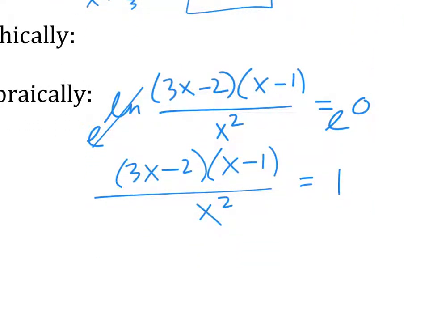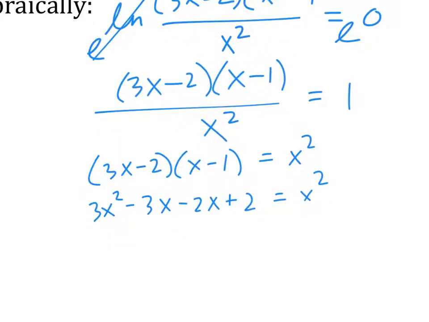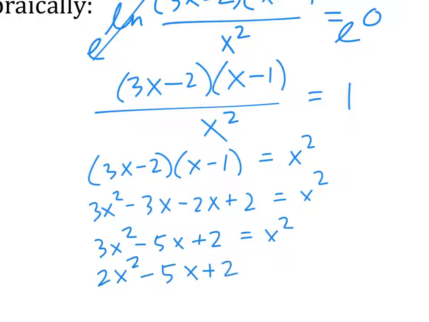Okay, now what? Multiply by x squared, and then FOIL. 3x minus 2 times x minus 1 equals x squared. 3x squared minus 3x minus 2x plus 2 equals x squared. 3x squared minus 5x plus 2 equals x squared. Okay, now what? Move the x squared to the left side. 2x squared minus 5x plus 2 equals 0.